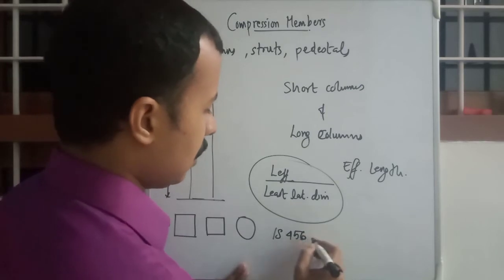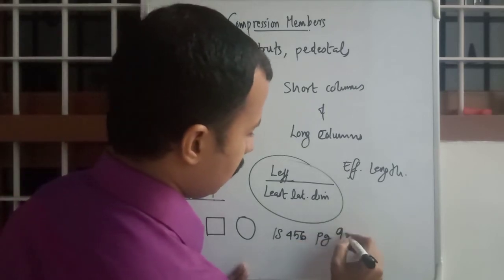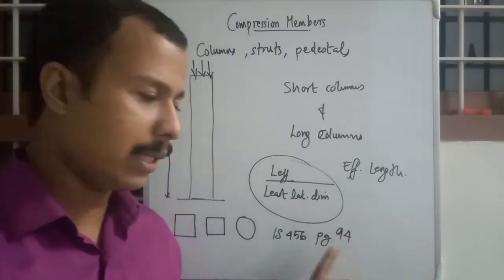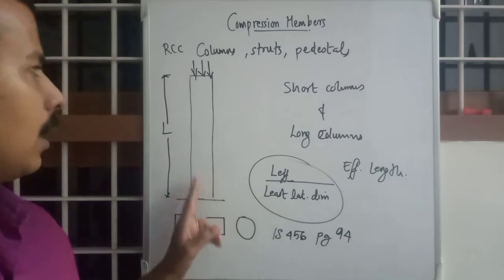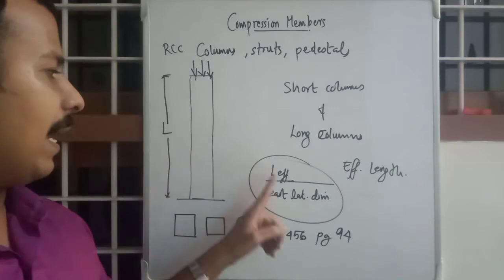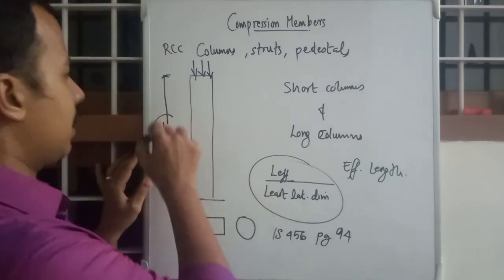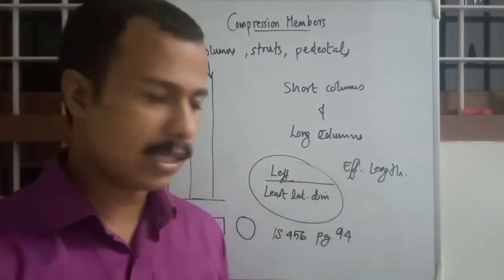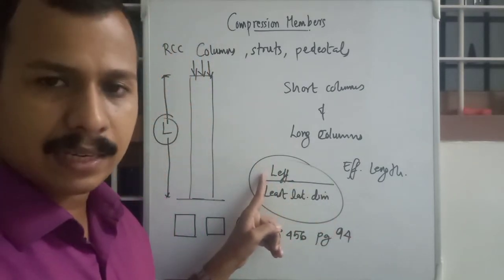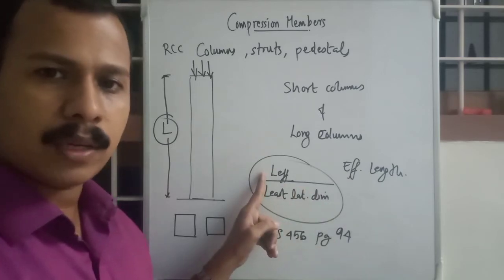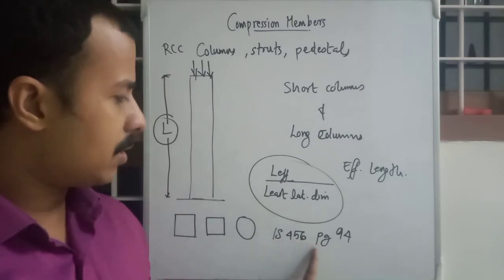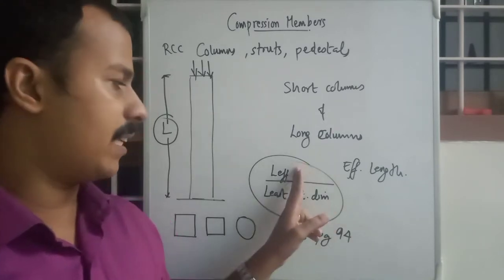IS 456, page number 94. There is a table on page number 94 that you can refer to with respect to the support conditions at the two ends, and you can calculate L effective from the given L. The L will obviously be given in the question. It's a ratio, maybe 0.7 L, maybe 0.5 L, 0.65 L, etc. So from this table you can take the L effective value.